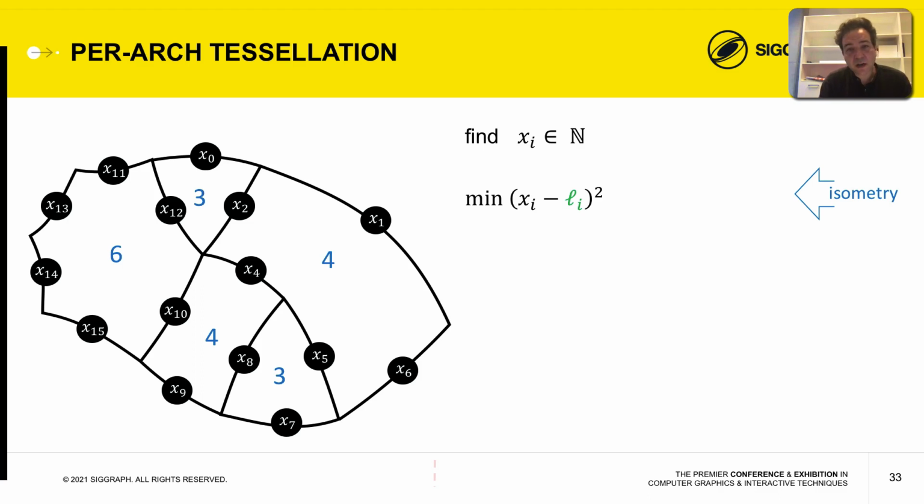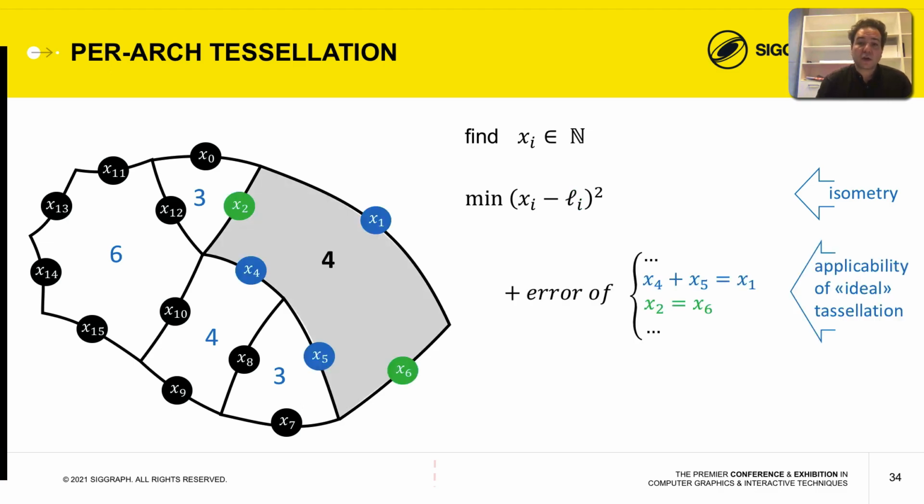Okay, now, in order to get a consistent global quadrangulation in our method, we solve an ILP. First of all, to encourage isometry, we need each arc to be as close as possible to its ideal size. So we add an energy term to favor this isometry. Also, to encourage the ideal tessellation of quadrilateral patches, we need to encourage the opposite sides of the quadrilateral patch to have the same number of subdivisions.